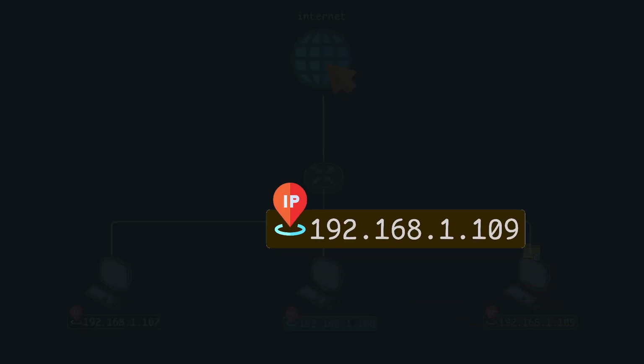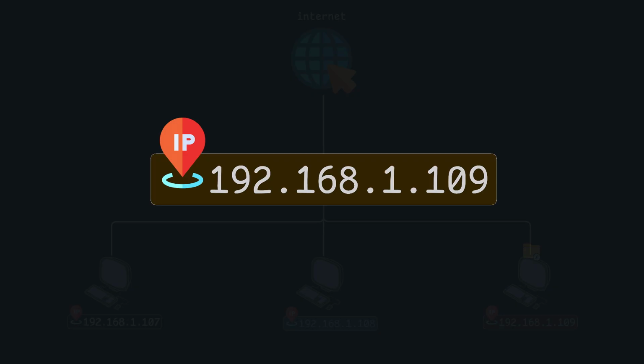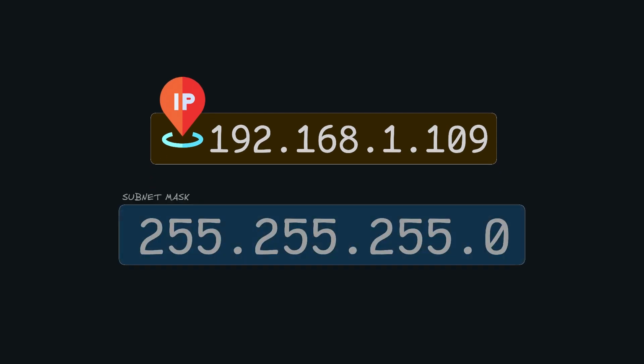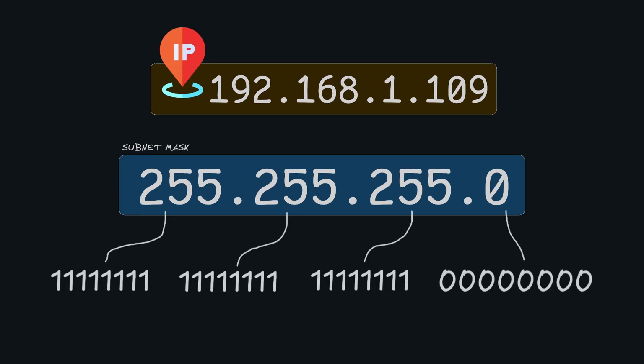Here's the thing. When you look at an address like 192.168.1.109, you can't tell which part is the network and which part is the host just by staring at it. The IP address simply doesn't tell you. And that's exactly where the subnet mask comes in. It looks just like an IP address, but it serves a completely different purpose. It has one job: to show us which bits of the IP address belong to the network and which bits belong to the host. If you look at it in binary, like on the screen right now, it follows one very simple rule.